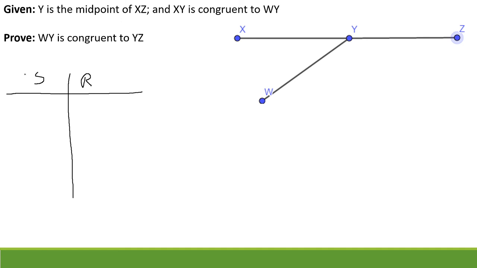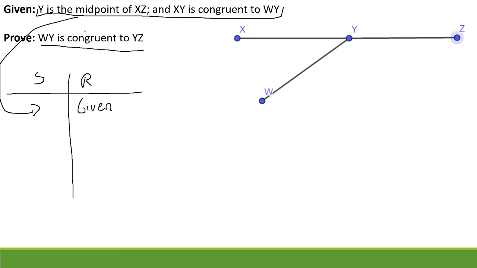To save myself some time on this video, what I'm going to do is do it like this. Do all that, draw an arrow down here, and my reason is given, just so I don't have to write that all out, because as you can see, my handwriting's poor to begin with, and I don't want to mess it up any further. So given that Y is the midpoint of XZ and that XY is congruent to WY, prove that WY is congruent to YZ. So we want to prove that WY is congruent to YZ.